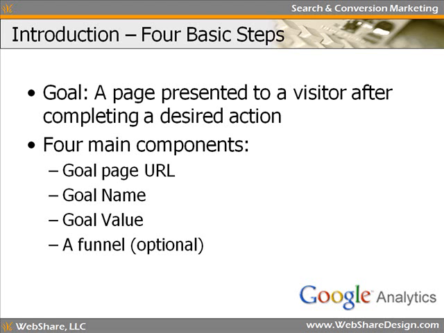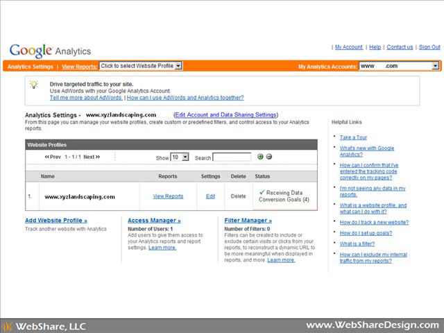In order for Google Analytics to calculate goal conversion metrics, you must first define one or more goals. Very generally, a goal contains the following components: the URL for the goal page, the name of the goal, a goal value, and a funnel if desired. So let's set up our first goal.